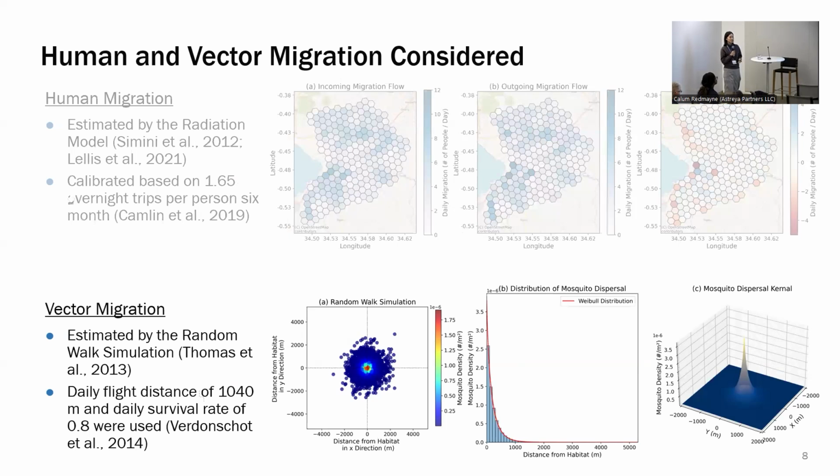For vector migration, we performed a random walk simulation for mosquitoes starting from a single location. We constructed the model using a daily flight distance of 1,040 meters and a daily survival rate of 0.8. The simulation ran for 40 days, and we analyzed the displacement using a histogram to which we fit a Weibull distribution. Finally, based on this distribution, we were able to create a mosquito dispersal matrix.